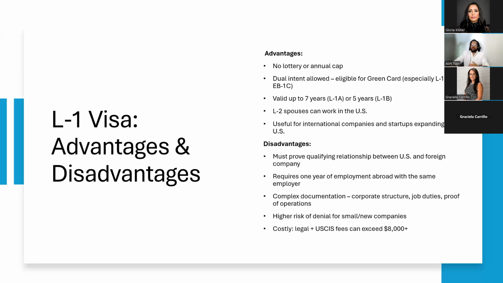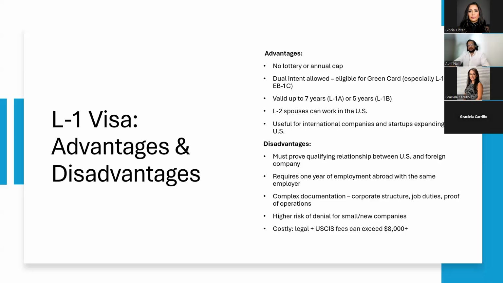So, after learning the core requirements of the L1 visa, let's start weighing its pros and cons. At first glance, the advantages seem very appealing. There is no lottery, no annual cap, which means no uncertainty or dependency on a random draw. It also allows dual intent, which is a huge benefit. You can apply for a green card while on L1 without jeopardizing your visa status. For those on L1A, this often leads to a smooth transition into a green card through the EB1C category.